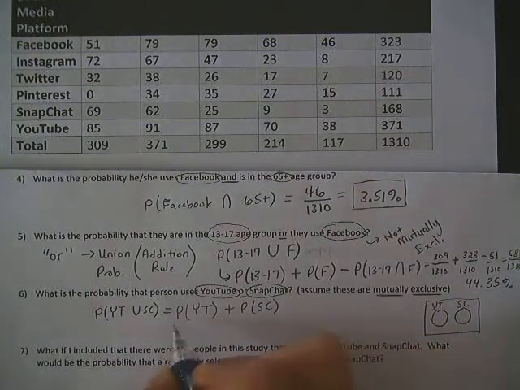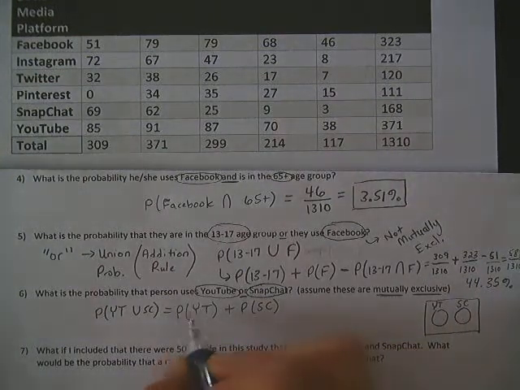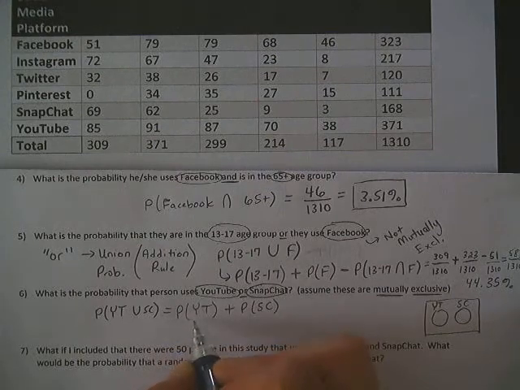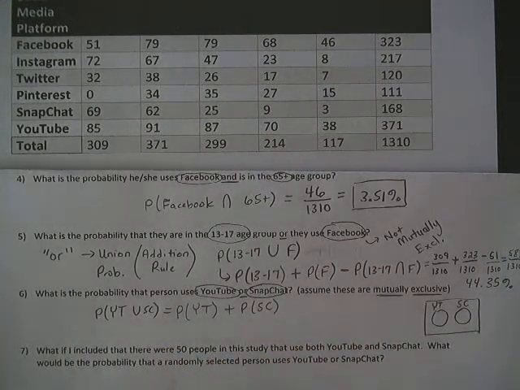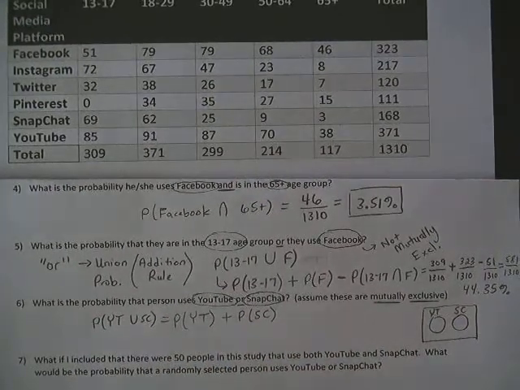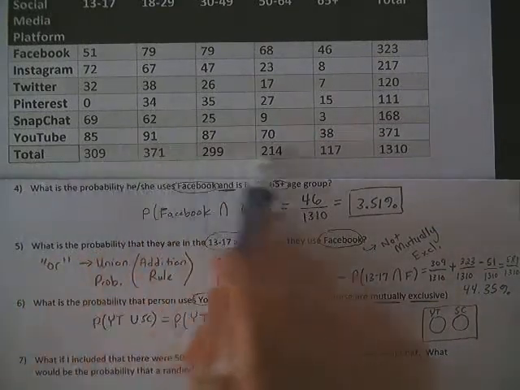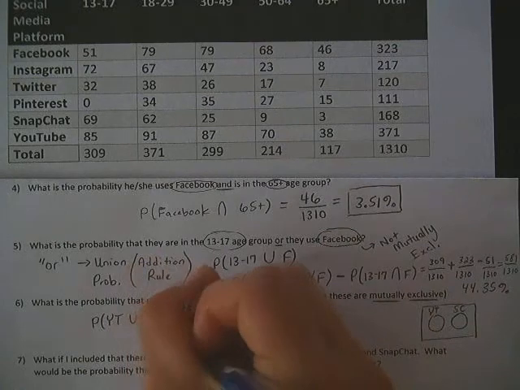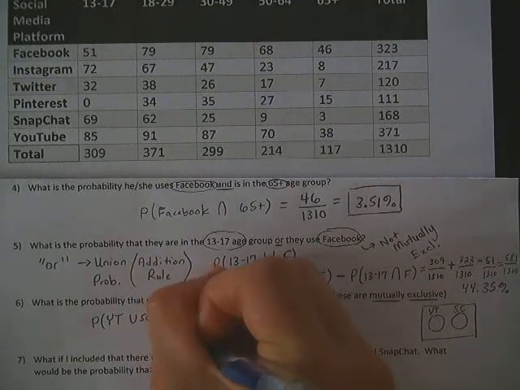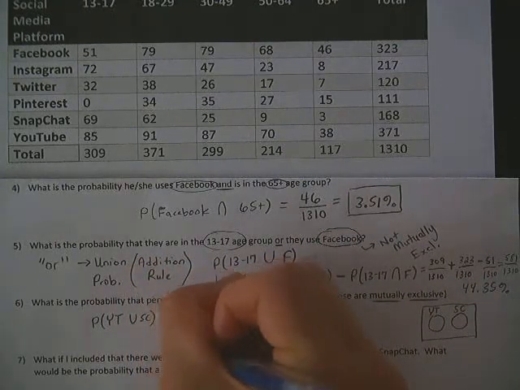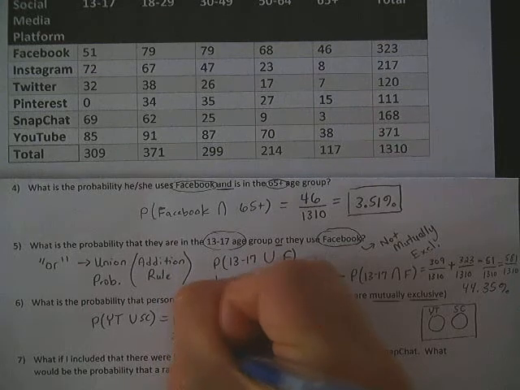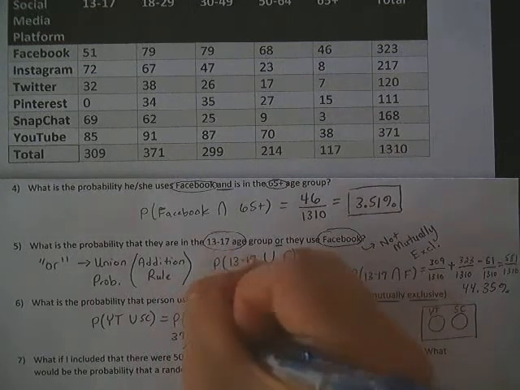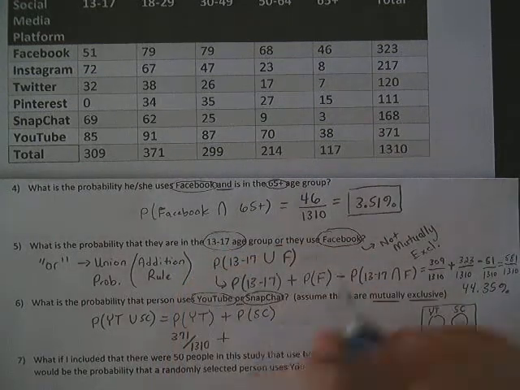So let's pull our information. What is the probability, or in other words, what's the percentage of people in this study that use YouTube? All right, so if I go up here, it's talking about YouTube in general. So there's 371 people out of the 1310. So 371 people out of the 1,310 people that use YouTube. Plus, let's look at Snapchat.